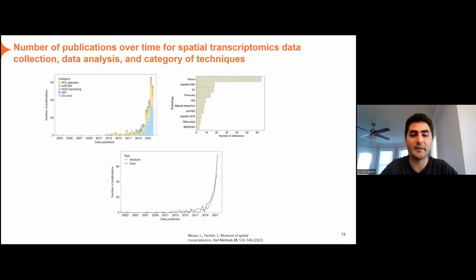In terms of data analysis, again, there's quite a bit of a gap. The amount of data being produced is more than what is being analyzed. You can see that last year, almost half of the data sets that were produced were not analyzed. But also, there is still more work that needs to be done, and a lot of publications around data analysis of spatial transcriptomics data are being published every year.